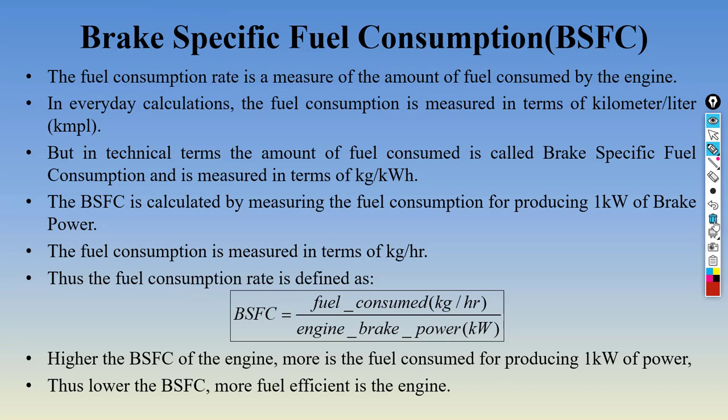Unit? Mass flow rate is calculated in kg per hour, and engine brake power is calculated in kilowatt. Okay. What is brake specific fuel consumption? It is the amount of fuel consumed for developing 1 kilowatt of engine brake power. It is the mass flow rate of fuel for developing 1 kilowatt of brake power. That is your brake specific fuel consumption.